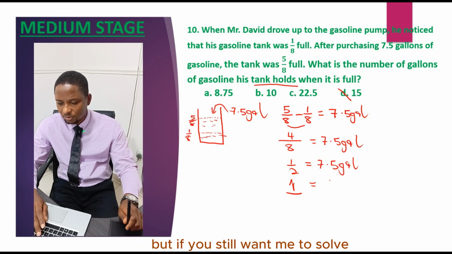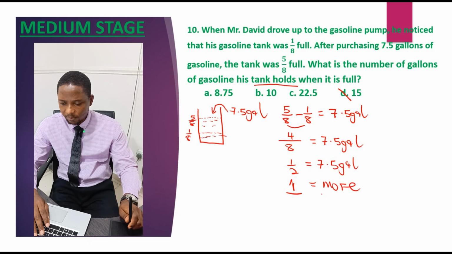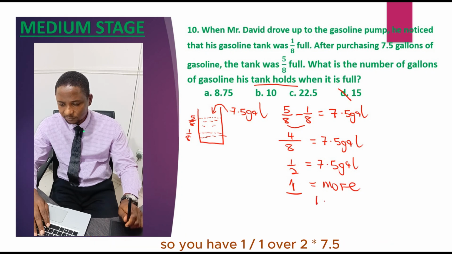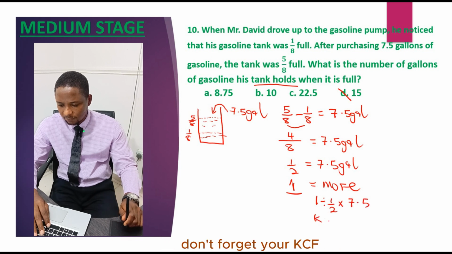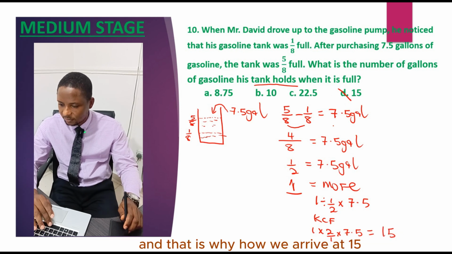Or if you still want me to solve, you still comment again, and your comment will be more, because definitely 1 will be greater than 1/2. So you have 1 divided by 1/2 times 7.5. Don't forget your KCF. That's 1 times 2/1 times 7.5. And when you multiply, you have 15. And that is how we arrive at 15.